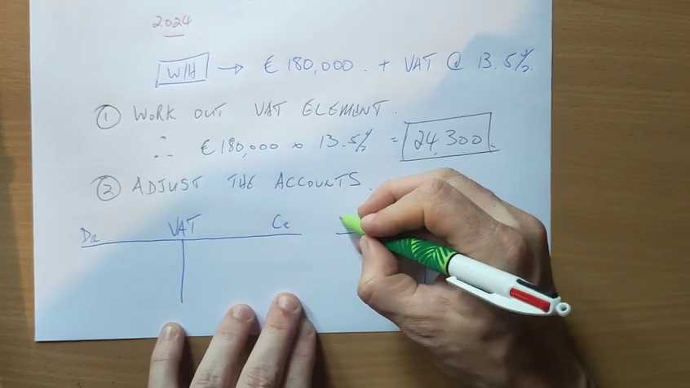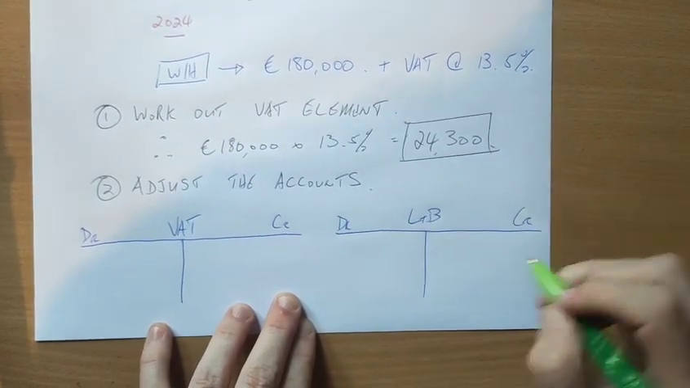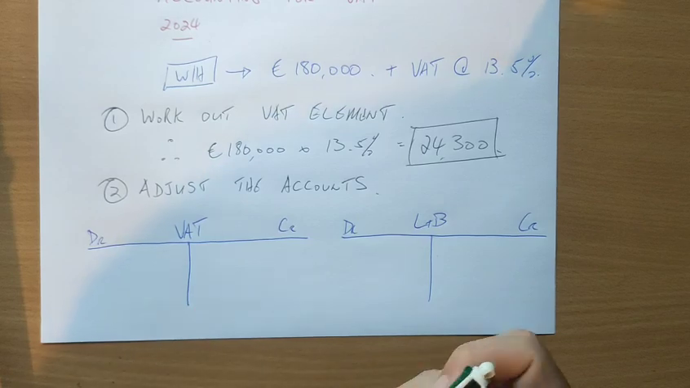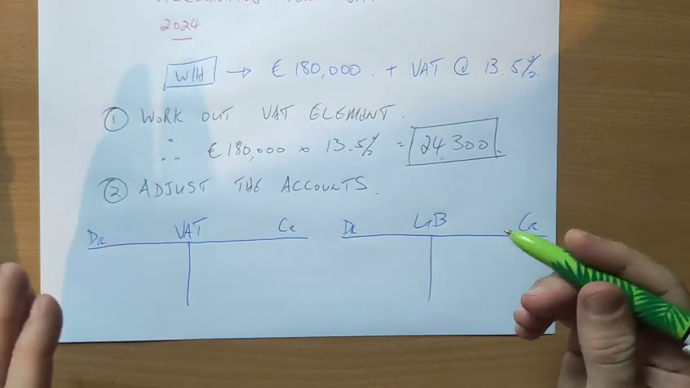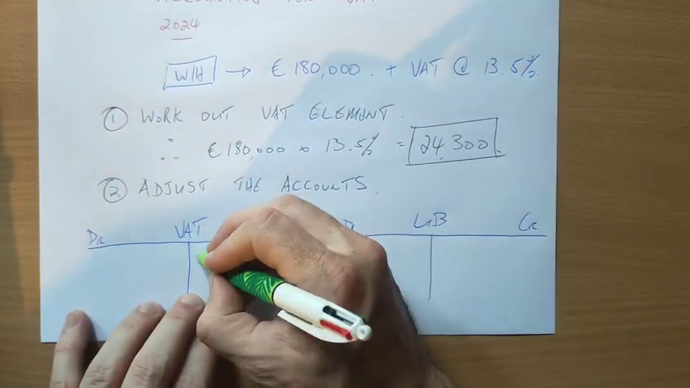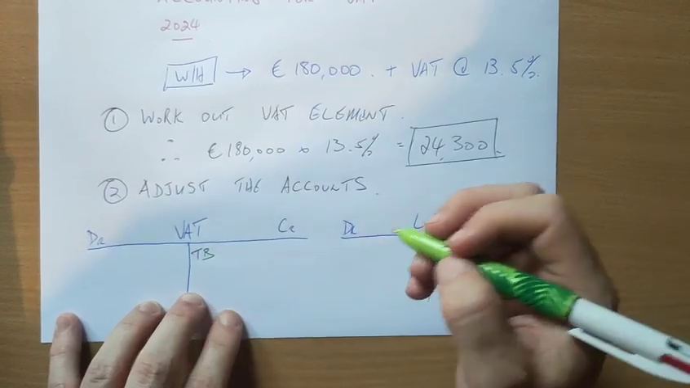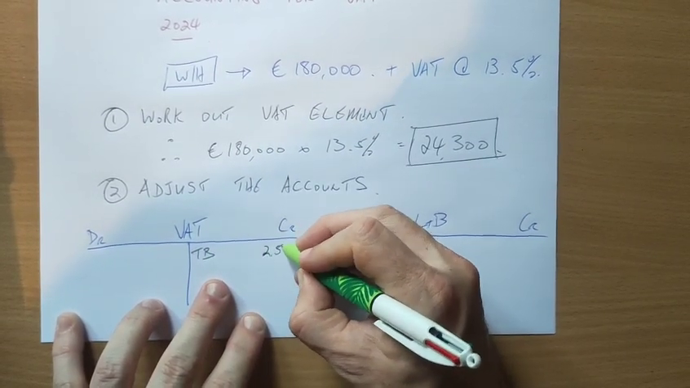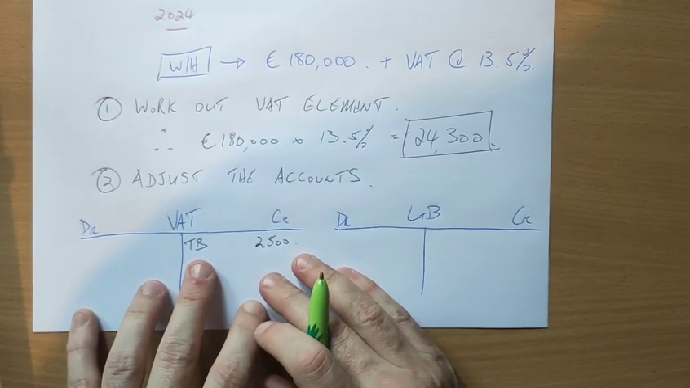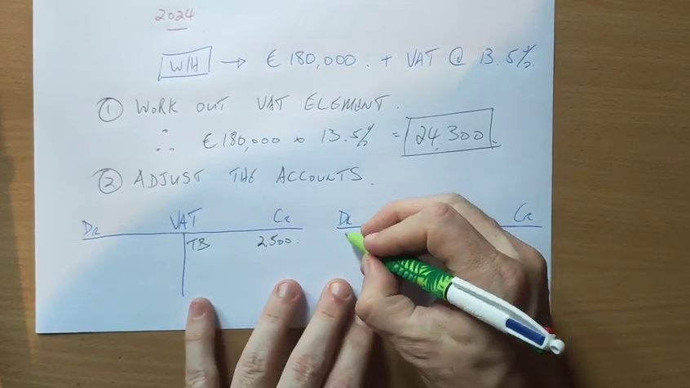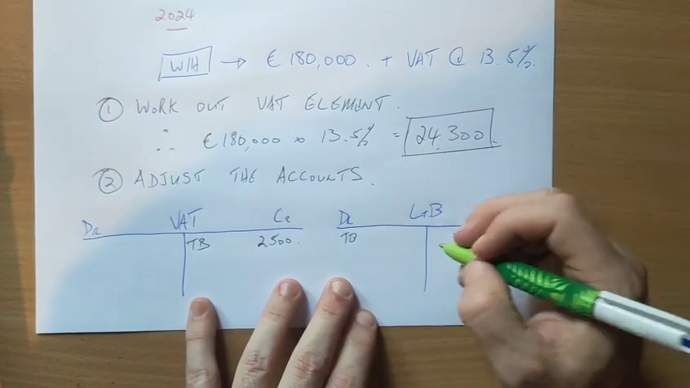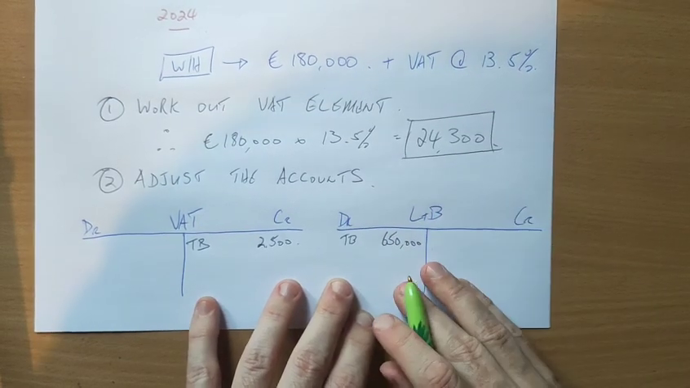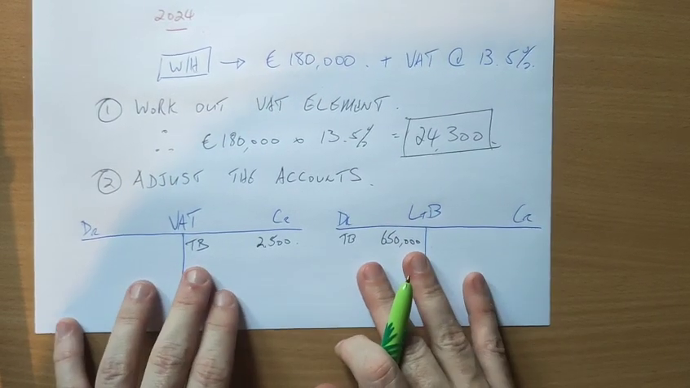Now, I'm just picking these figures off the top of my head. This is not a question or anything like that. So I'm going to say that the VAT, from the trial balance, I had maybe 2,500. That's from the trial balance. And I might say my land and buildings could be something like 650,000. So if I was looking at a trial balance, those are the figures I'd be getting.